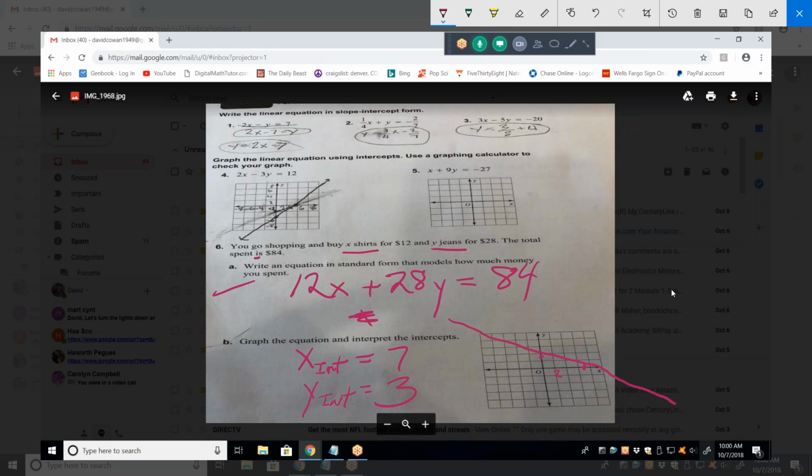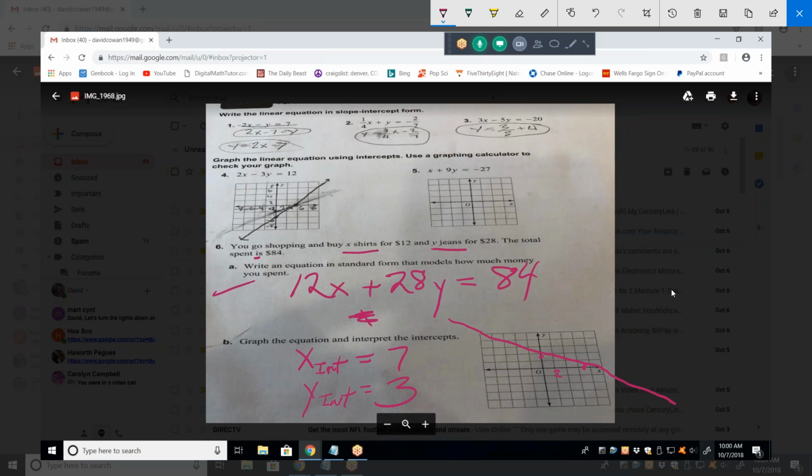So there is the graph of that problem. But that's all it is. We didn't determine how many shirts you could buy and how many jeans you could buy, which is unusual. Usually when you get a word problem, they want that information. But they had to give you a second equation to be able to get that. I guess what they're doing here is just making sure you can graph a linear equation using intercepts.